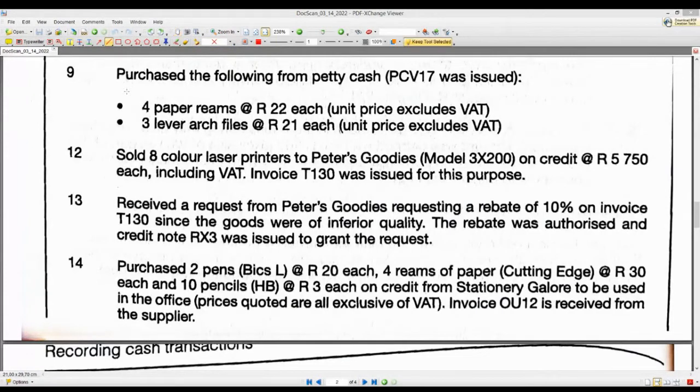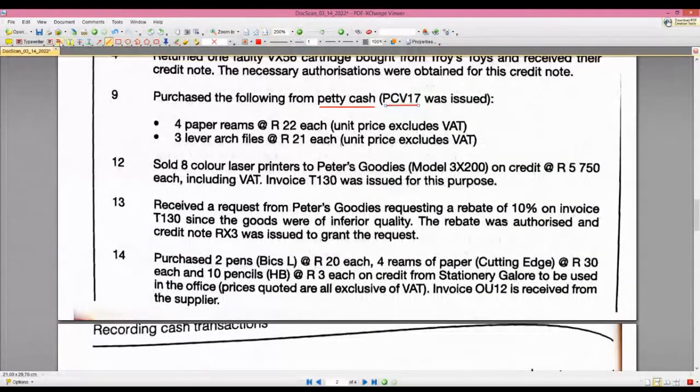So we purchased the following from petty cash. Okay, so we purchased it from petty cash and PCV 17 was issued. Okay, so what are they basically telling us here? This is the journal which we will use. So remember, we did it from petty cash. So we know that any type of petty cash information will go to our petty cash journal, which we abbreviate as PCJ.